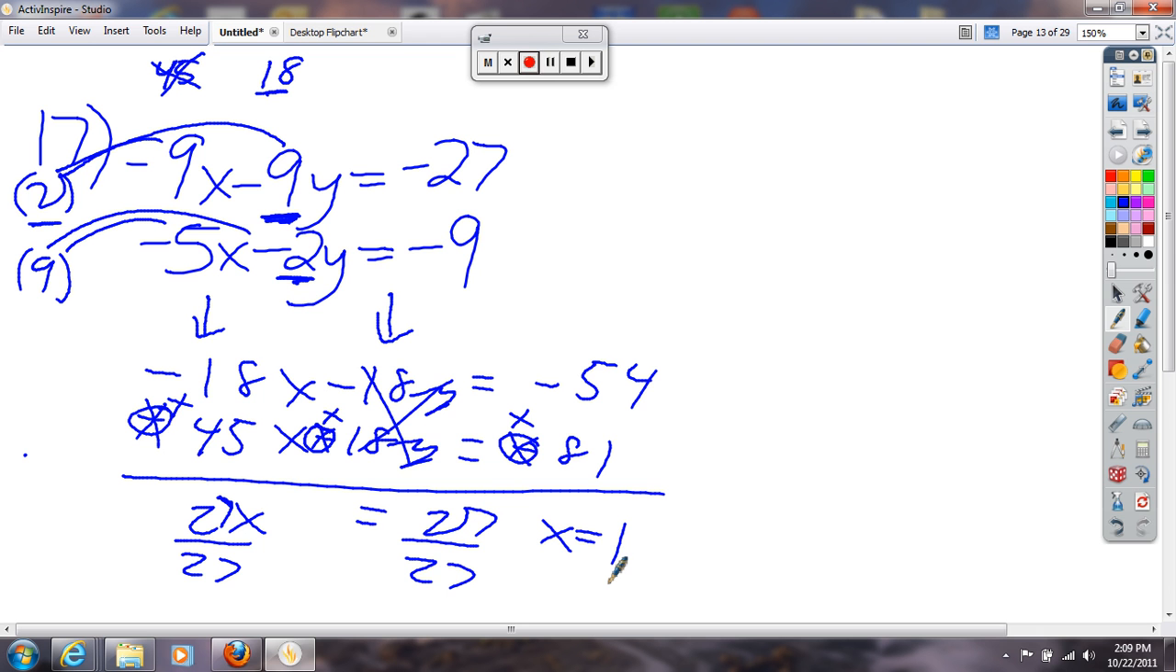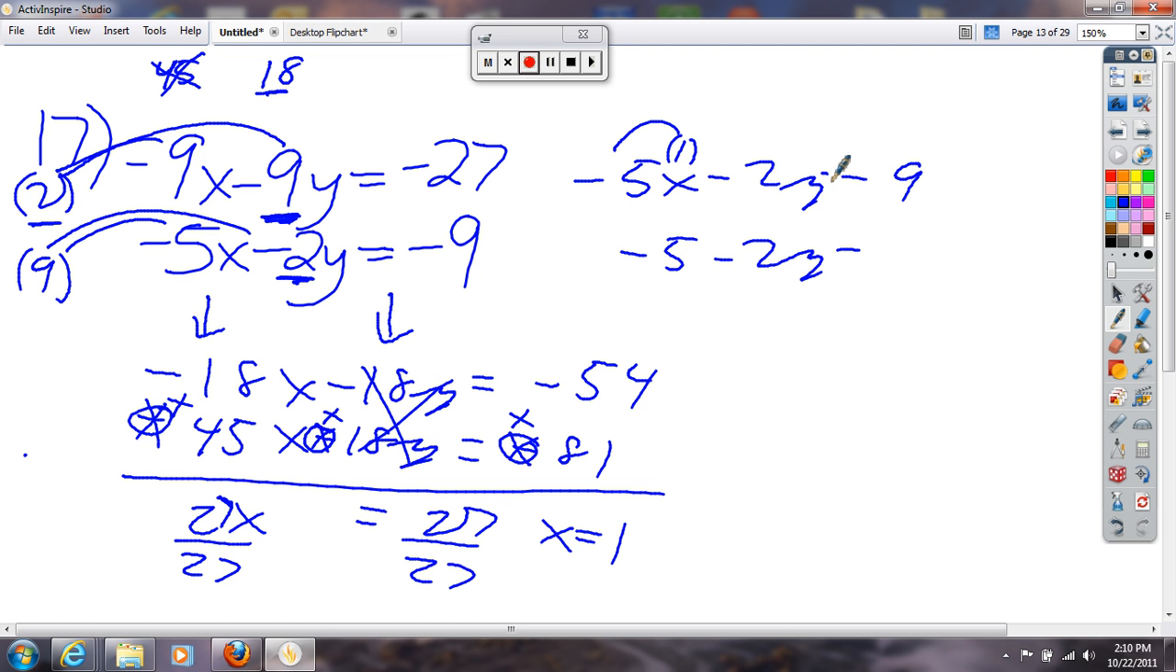Once I know x is 1, I pick one of the equations at the start here. I'm going to take the second one because the numbers are smaller. So I'm going to go negative 5x minus 2y equals negative 9. But x is 1, so instead of x, I'm going to put 1. So negative 5 times 1 is negative 5 minus 2y equals a negative 9.